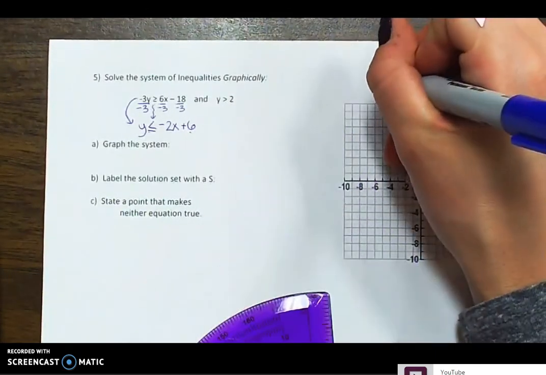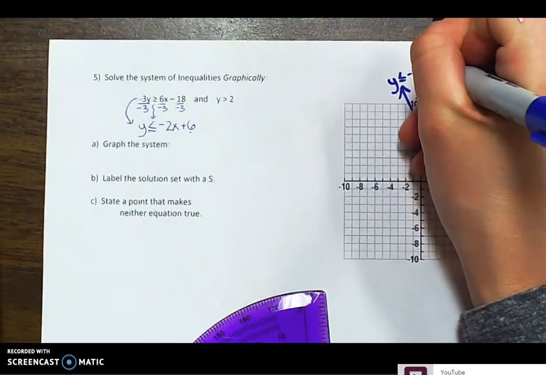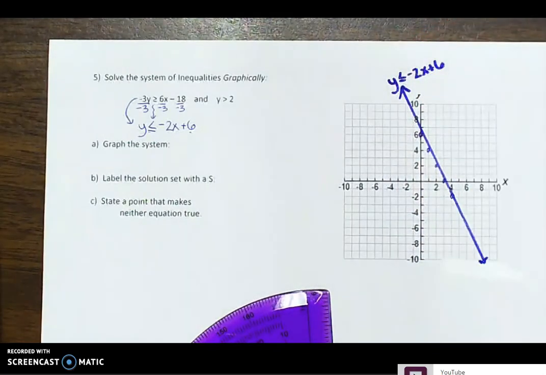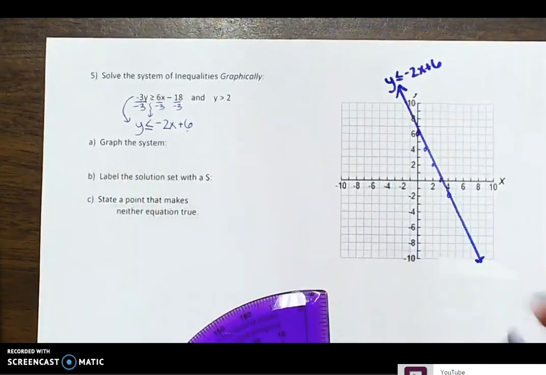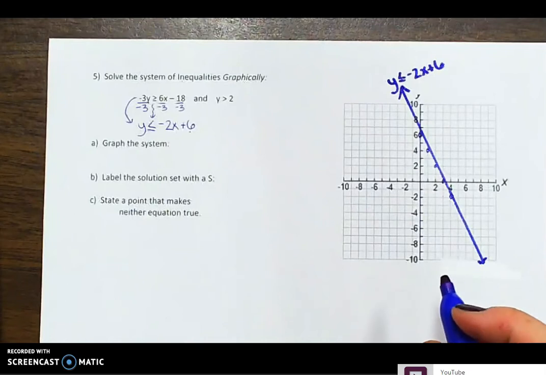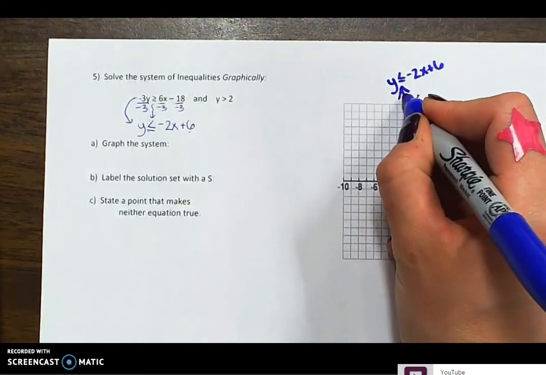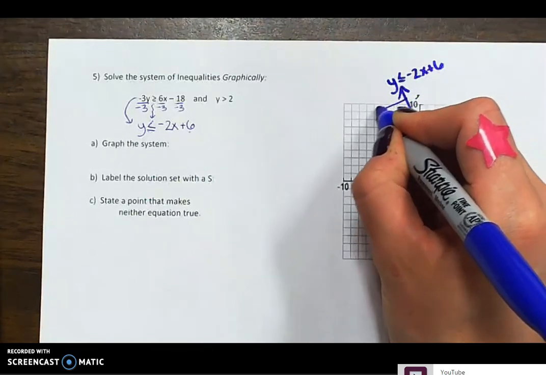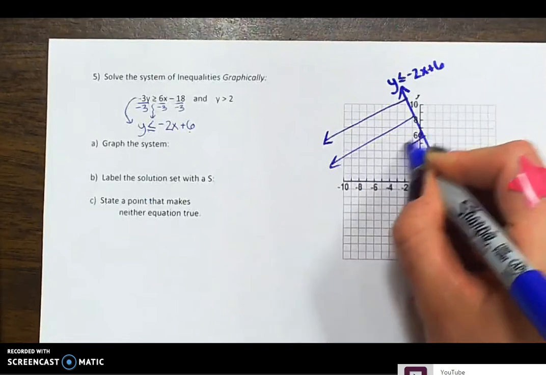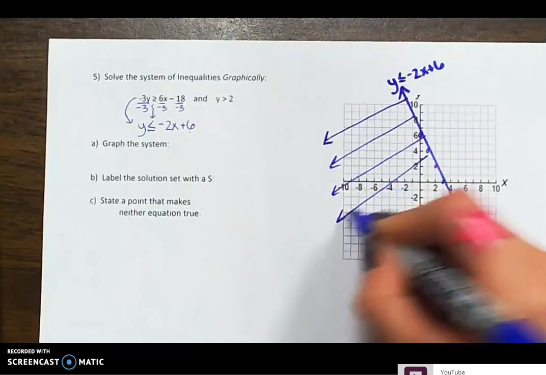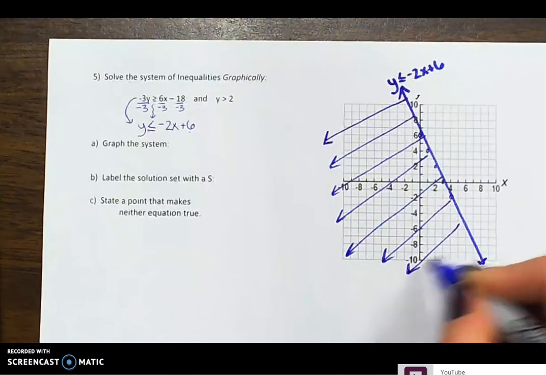Okay, and then we make sure that we label it one of our arrows. But remember, since this is an inequality, we have to shade. Now, y is less than, so since it's less than, we have to shade down. So put your pencil or pen on the line, and we want to shade towards the bottom of the page. So this is towards the bottom. So these arrows are going down towards the bottom of the graph.